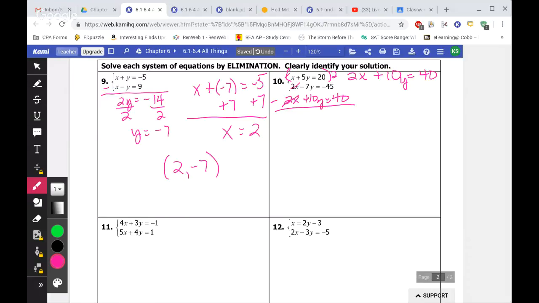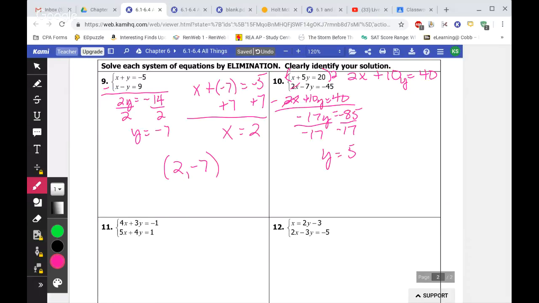2x minus 2x, those eliminate. Negative 7 minus 10y is negative 17y. And negative 45 minus 40 is negative 85. Divide both of those by negative 17, and you get y equals positive 5.